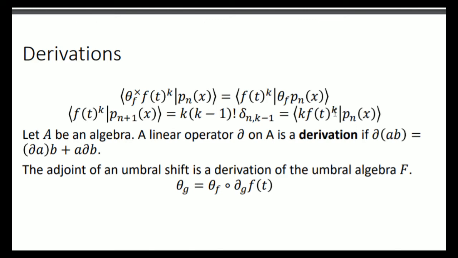Now if we compare both, it's equivalent to multiplying by k, and this represents a derivation. And obviously you can define a derivation on umbral calculus. If you take the adjoint of an umbral shift, it's the derivation of the umbral algebra. So the adjoint umbral shift of g is equal to the umbral shift of f times the derivative over g of f of t.